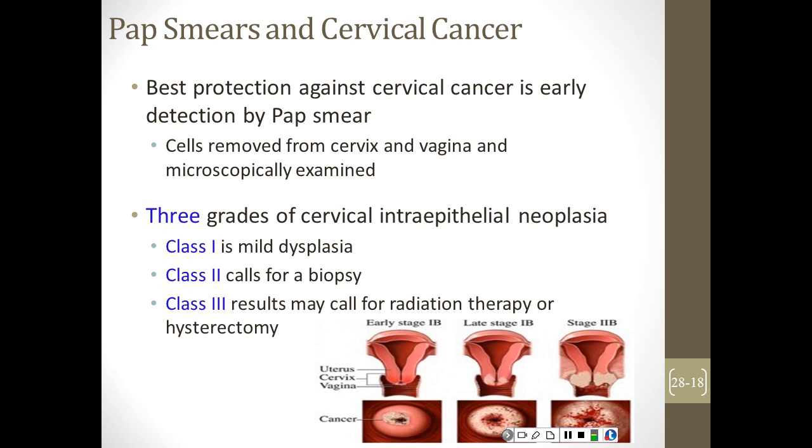Okay. So when we look at the cervical cancer, there's 3 stages of cervical intraepithelial neoplasia. Now we have class 1, 2, and 3. With class 1, it's pretty mild dysplasia. Class 3 calls for a biopsy, which you don't see here, but this is the late stage. Stage 1, and then there's stage 2. Then stage 3, the results may call for radiation therapy or a hysterectomy.